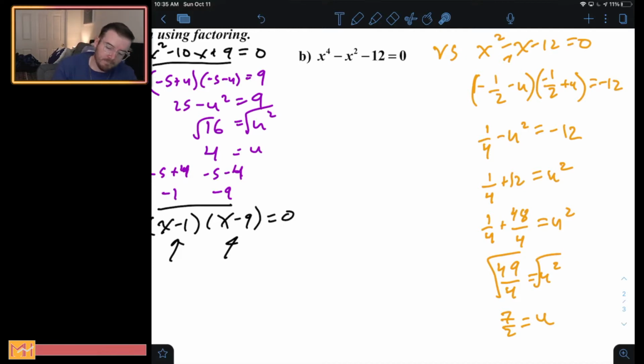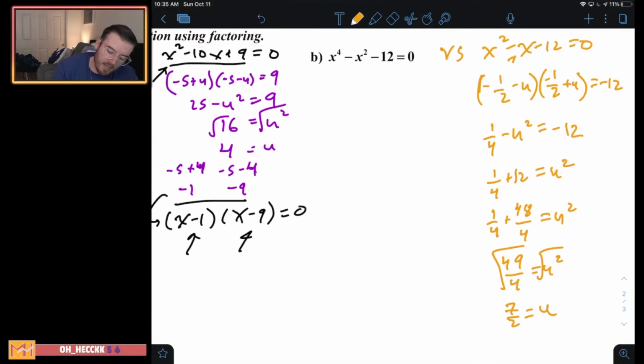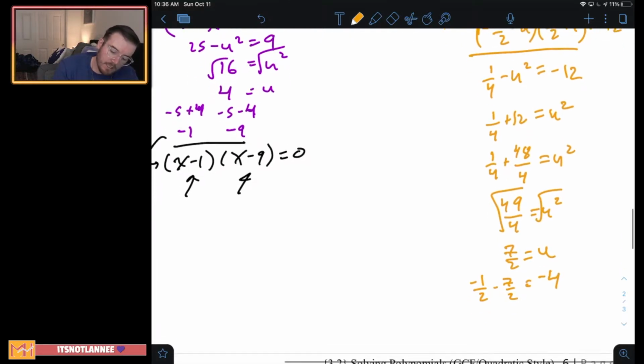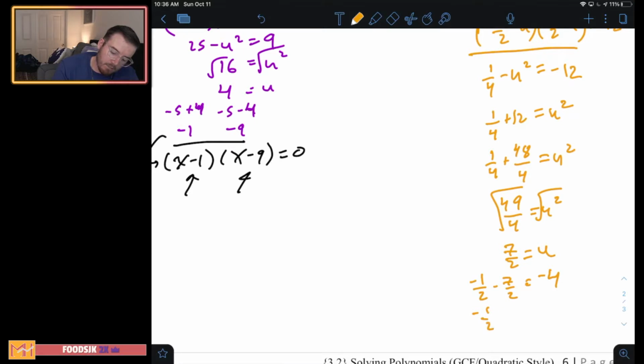All right. I've done it like 4 times now, so I just feel like, if anything, just go back and hear me say the same thing on the other ones. So 7/2 equals U. So negative 1/2 minus 7/2. Where am I getting this from? From the tippy top. So that gets me negative 8/2, which is negative 4. And then negative 1/2 plus 7/2 gives me 6/2, which is 3.